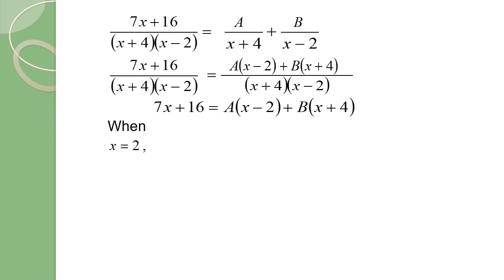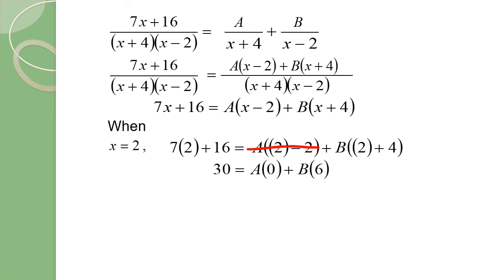When x equals 2, we have 7 multiplied by 2 plus 16 equal to A multiplied by 2 minus 2 plus B multiplied by 2 plus 4. So you can just skip this part because it will be 0. What we have here is only for B. So 6B equals 30, so B equals 5. And then for the value of A, we can use any number.